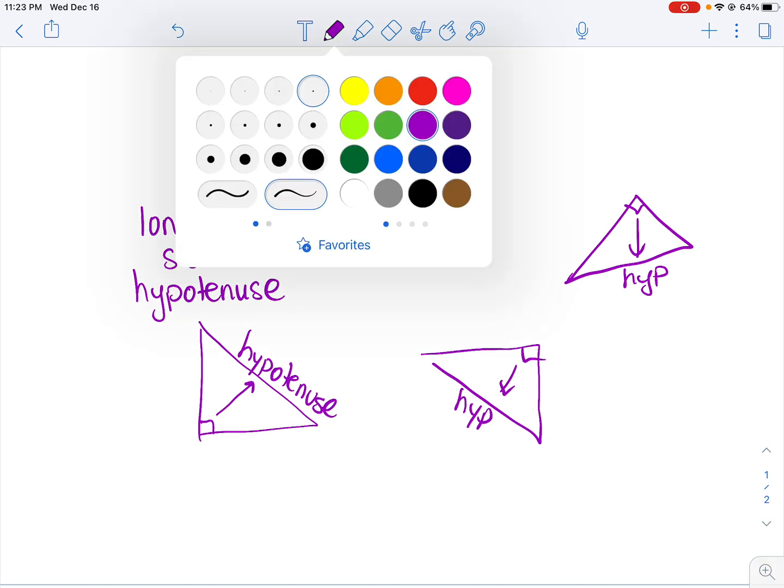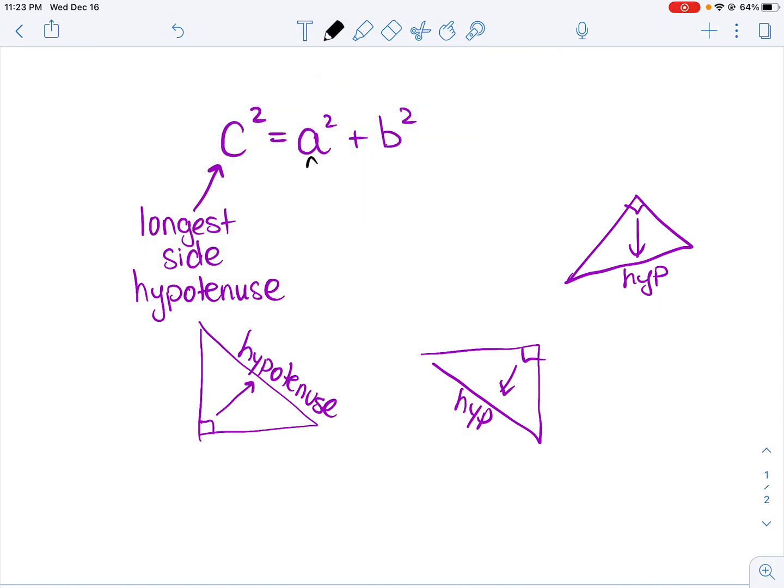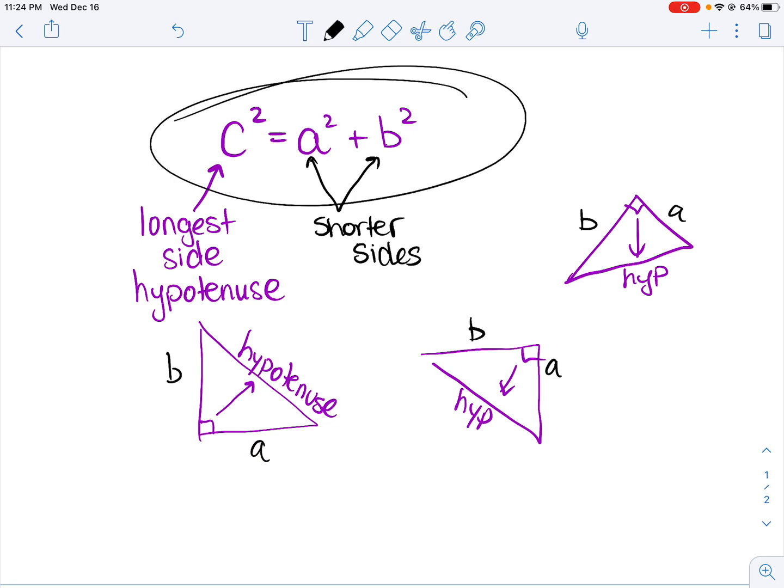Now sides A and B, it doesn't matter which one's which. These two are just the two shorter sides. I could say that's A, that's B. That's B, that's A. It doesn't matter. I could change my mind and say, nah, that's B and that's A. It doesn't actually matter. So we can use this formula to find any missing side of a right angle triangle if we already know two of the sides.